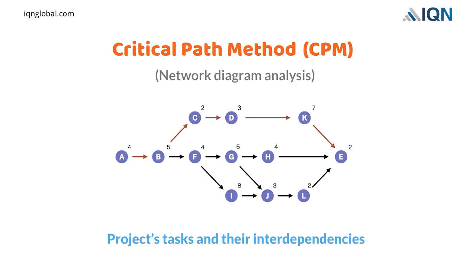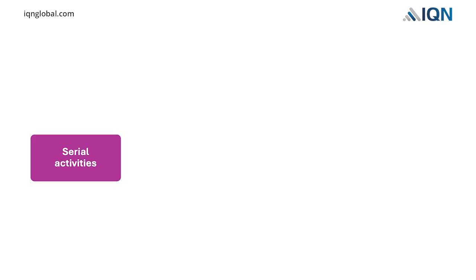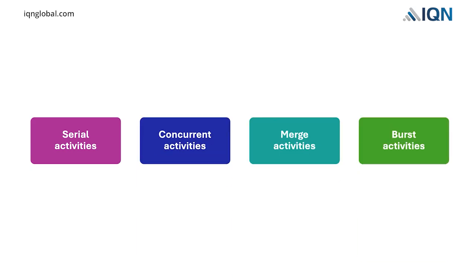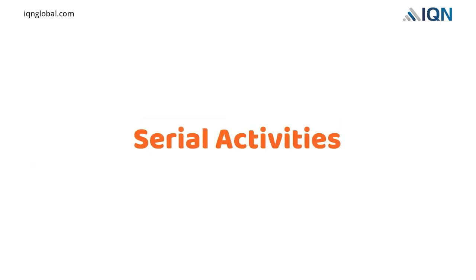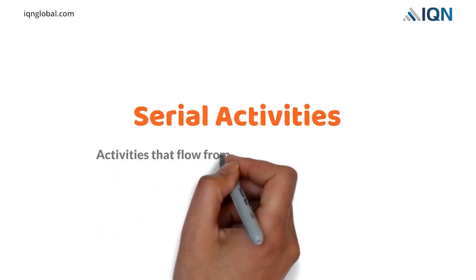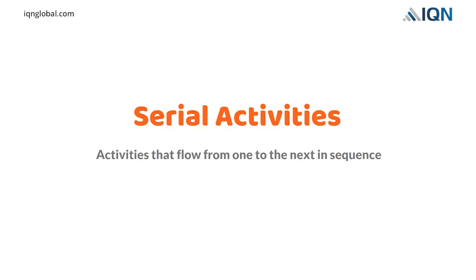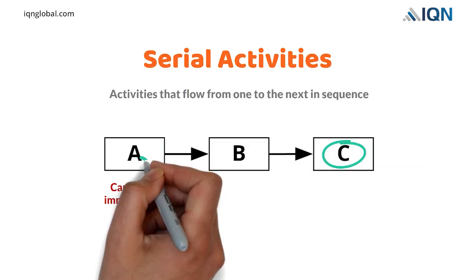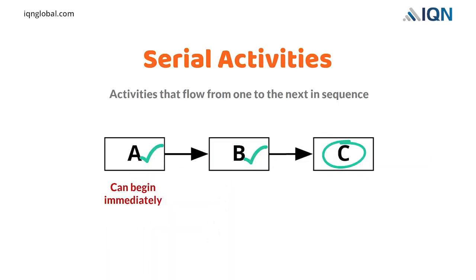To understand the method, first, we will explain the concepts of serial activities, concurrent activities, merge activities, and burst activities of a project. Serial activities. Serial activities are those activities that flow from one to the next in sequence. Following the logic of the figure shown here, activity A can begin immediately. However, we cannot begin activity B until activity A has been completed. Activity C cannot begin until both activities A and B are finished.